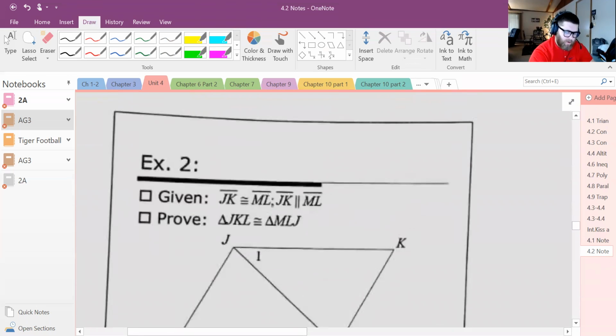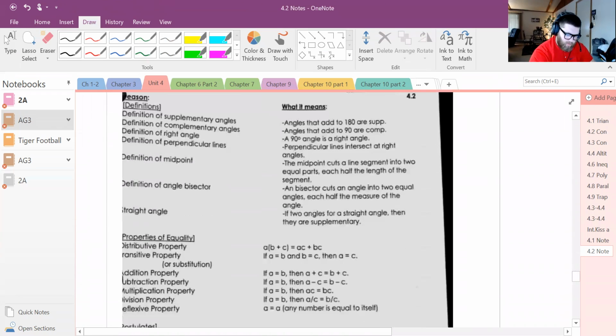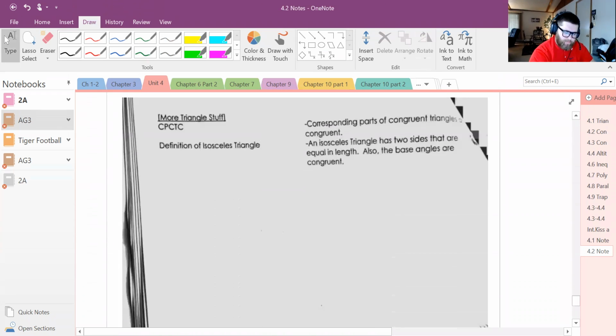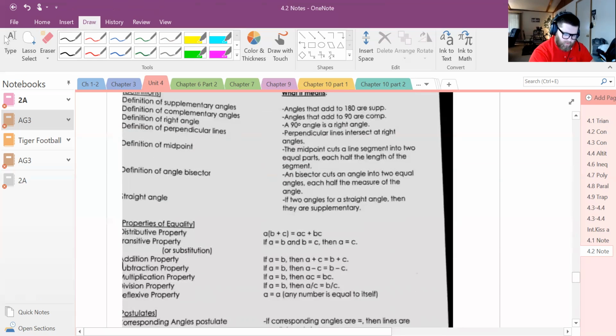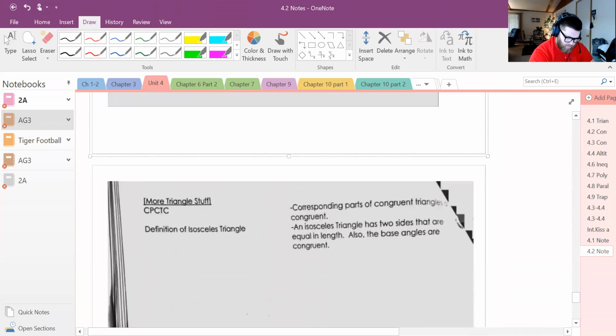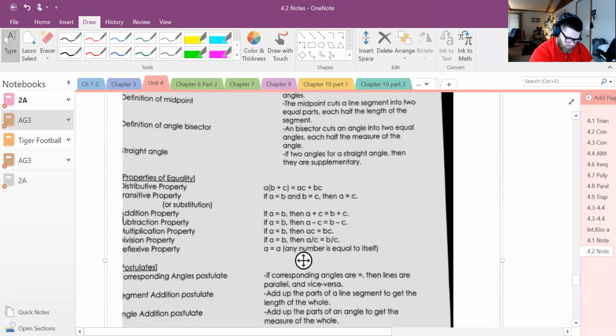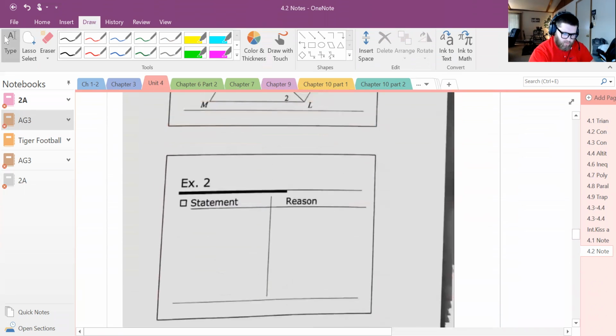Do I have another one here? No, I don't. Let's just get to it. Let's get to a couple proofs and we'll be done. Oh, here's that page I was talking about. Okay, so I think reflexive property is on here somewhere. It's kind of cut off. It's okay though. There it is, reflexive. There we go. Okay, so let's do two of them.